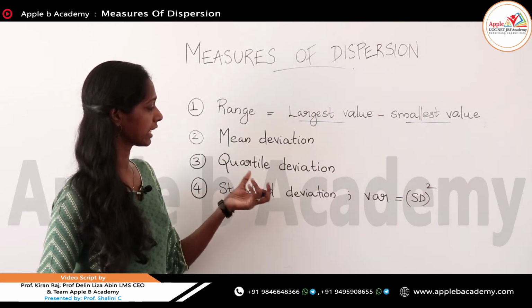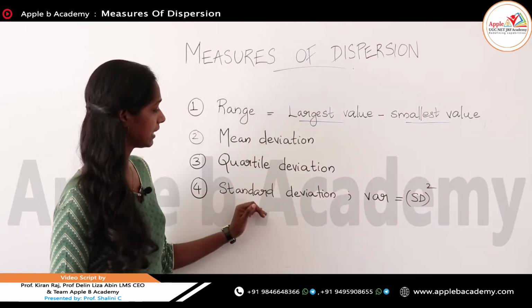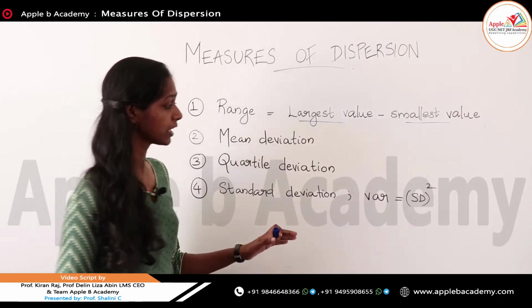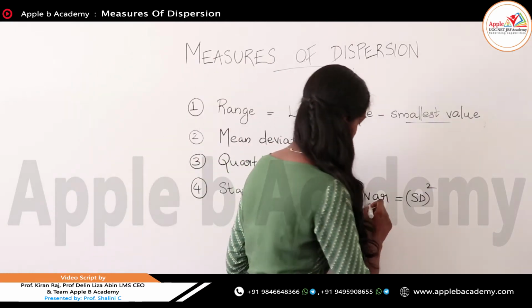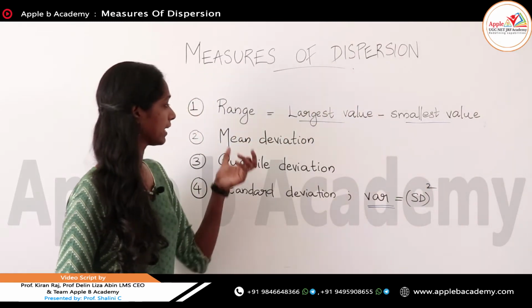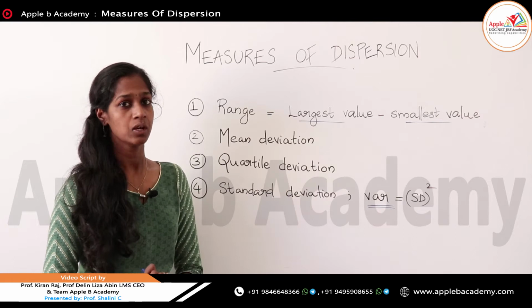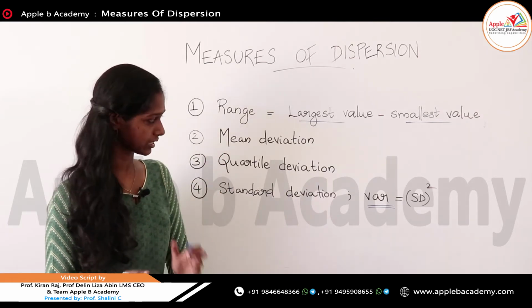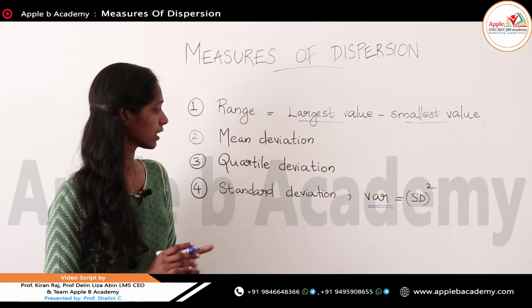Mean deviation, quartile deviation and standard deviation. Standard deviation, as we know, is the square root of the variance. So variance is nothing but standard deviation the whole square. And mean deviation and quartile deviation, the problems related to that we will discuss in the coming sections.